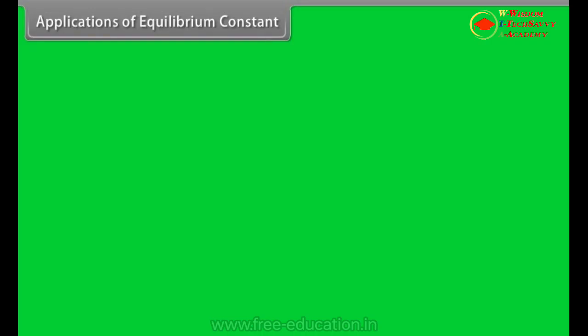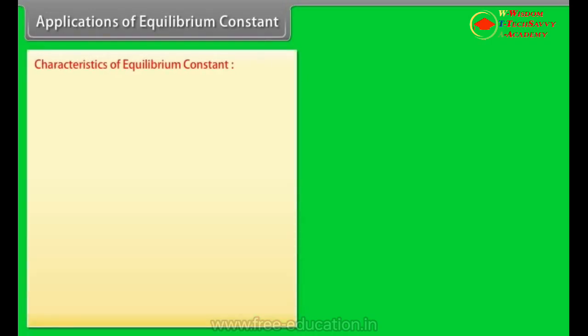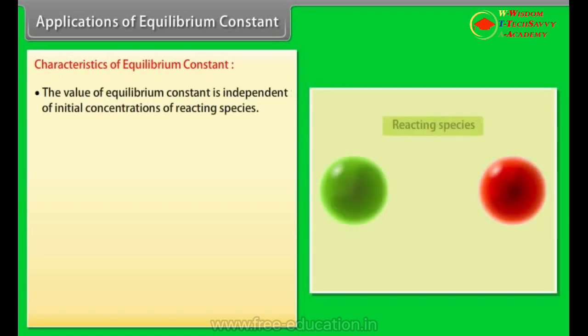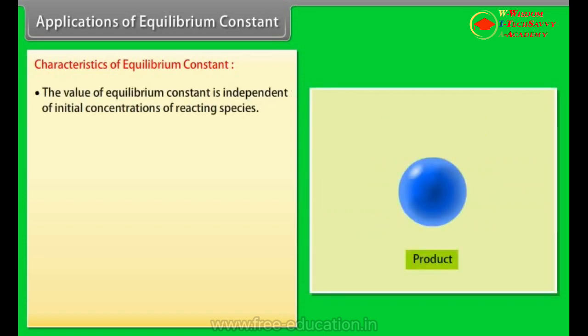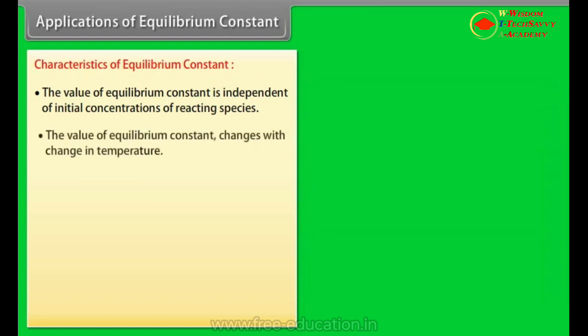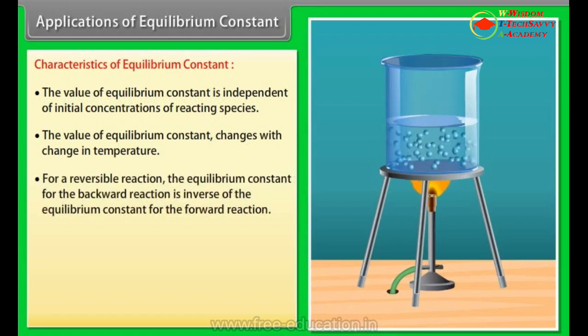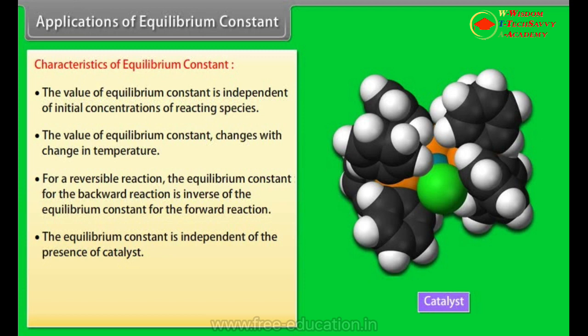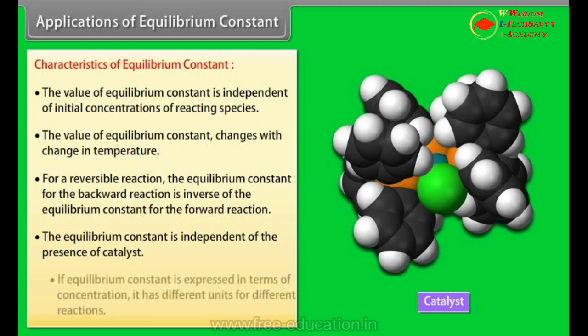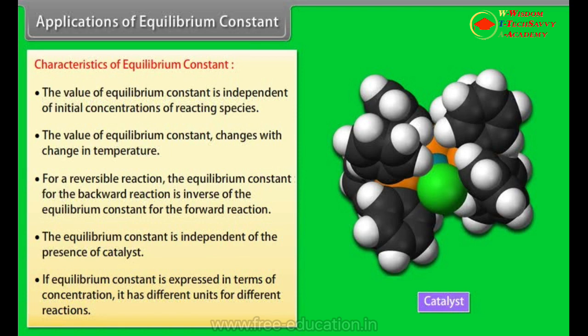Applications of equilibrium constant. Characteristics of equilibrium constant. The value of the equilibrium constant is independent of initial concentrations of reacting species. The value of the equilibrium constant changes with change in temperature. For a reversible reaction, the equilibrium constant for the backward reaction is the inverse of the equilibrium constant for the forward reaction. The equilibrium constant is independent of the presence of a catalyst. If the equilibrium constant is expressed in terms of concentration, it has different units for different reactions.